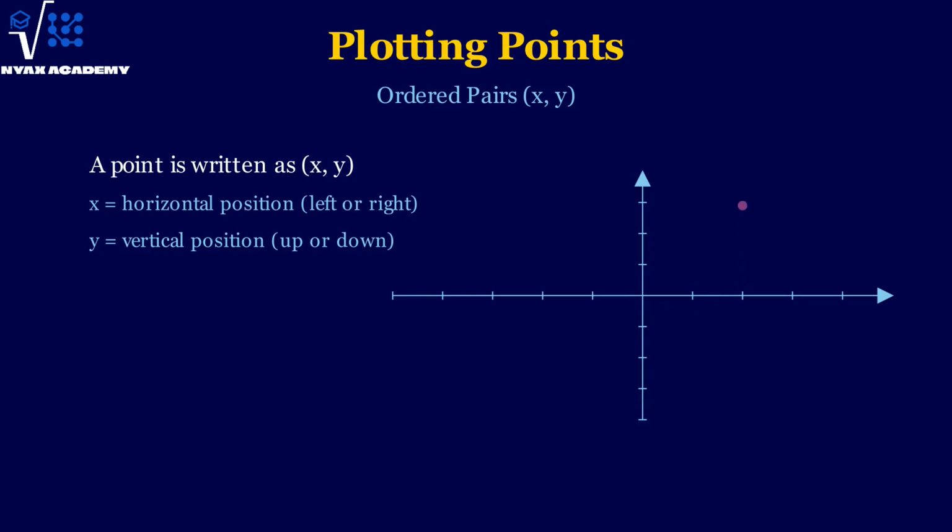Move 2 places on the x-axis and 3 points up on the y-axis, and we get our point A as (2, 3). Moving 4 points on the negative side of the x-axis and 1 point up on the y-axis, we get our point B, (-4, 1). Moving 2 places on the negative side of the x-axis and 3 points down on the y-axis, we get our point C, (-2, -3).